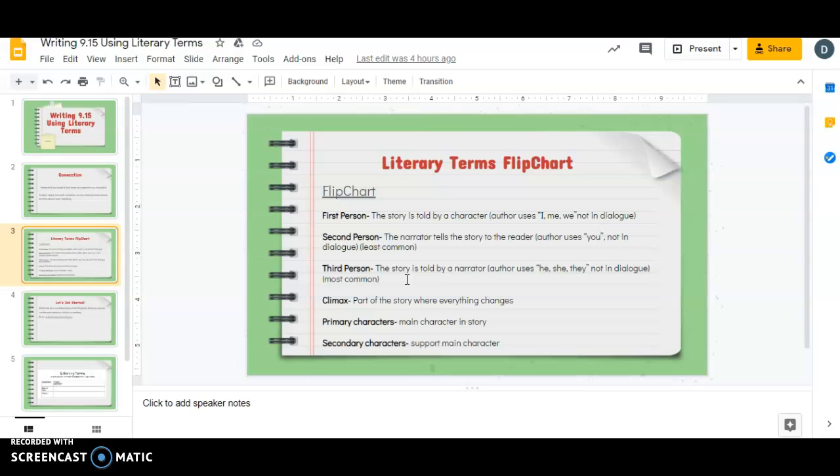The last part that we're going to talk about is primary characters and secondary characters. Those are going to be really simple. Your primary characters are like the main characters in the story. That's the one who the story is all about. Your secondary characters, they're going to support your main character. They're basically all the other characters in the book, but without them, we wouldn't really have many things to happen. So they are important. We just call them secondary characters.